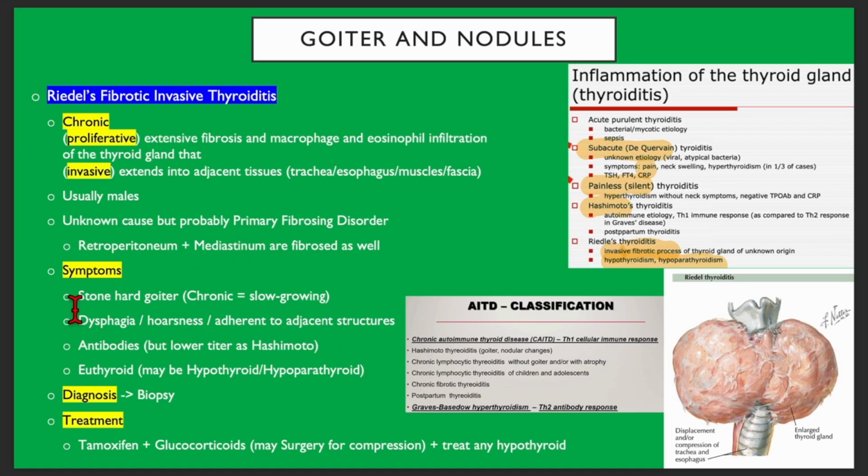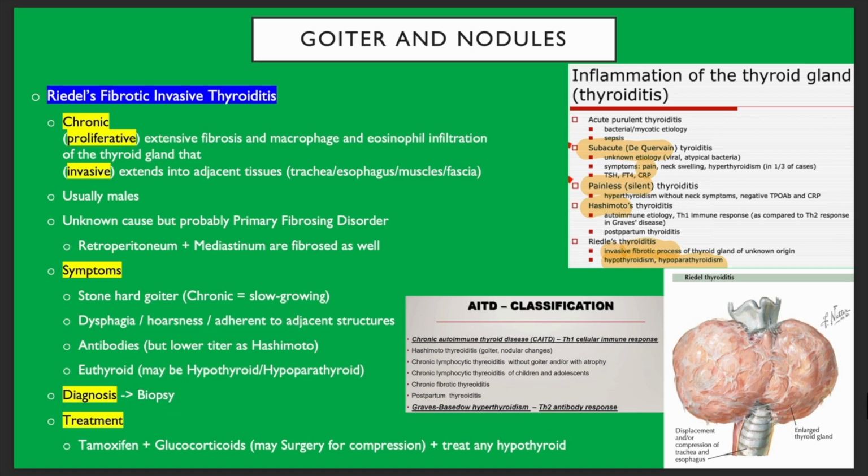This type of goiter will be stone hard, and it's chronic, so it's not subacute, it's slowly growing, chronic. It's going to affect, we said, the adjacent structures, so esophagus, the trachea. Yes, you can find antibodies, but it will be lower than Hashimoto. So if you have really high titers, maybe, and not so hard, then think of Hashimoto, don't think of this fibrosing one. And they can be euthyroid most of the times.